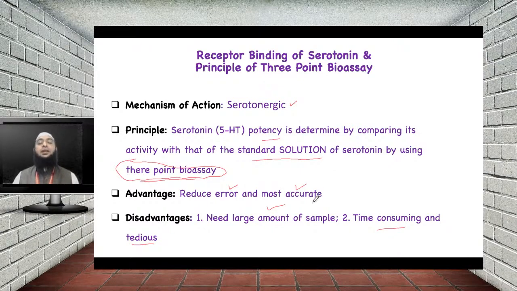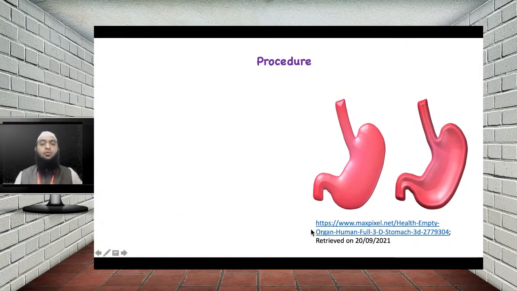That is, it needs a large amount of sample and it is a more time consuming and tedious process as compared to your interpolation bioassay, matching bioassay and bracketing bioassay. Okay. So this is about the receptor binding site principle, advantages and disadvantages of this serotonin bioassay, which is done through the 3-point method. Let's move on to the procedure.